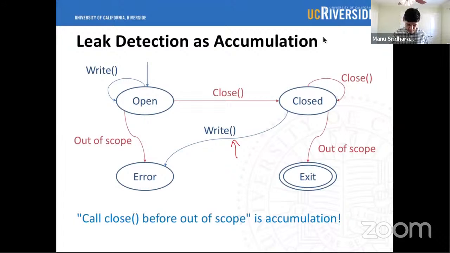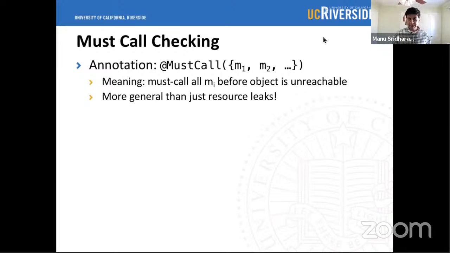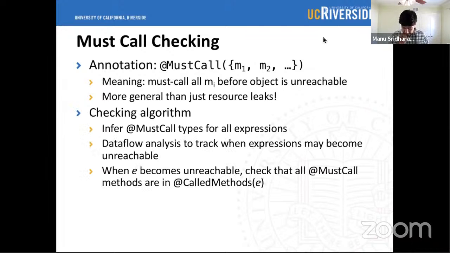So we've been working on a checker for this. And the property we're trying to check here, we write it as must call, right? So you can write this annotation on a type, and it means that you have to call all these methods before any object of this type goes out of scope. And you can see this doesn't talk about resource leaks. Just like the called method system, this checker is going to be more general, and it can handle enforced calling of any method on any type.